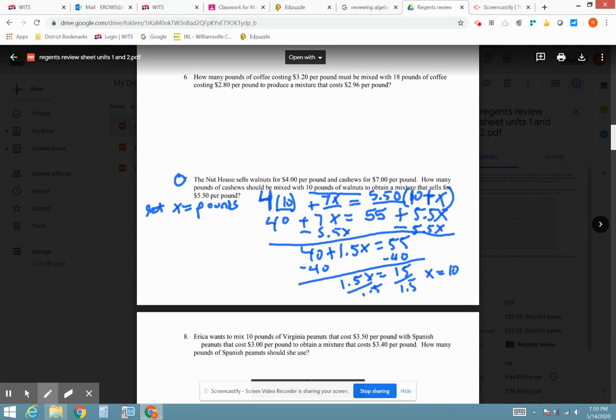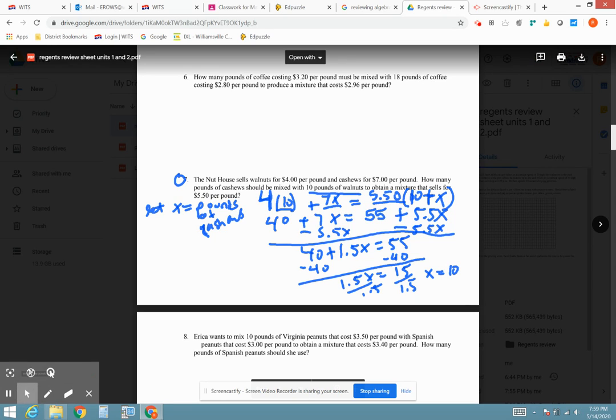So I would need 10 pounds of cashews. Let me put that in there, maybe I'll remember it. 10 pounds of cashews. So let's just double check everything. Yep, we're good to go.